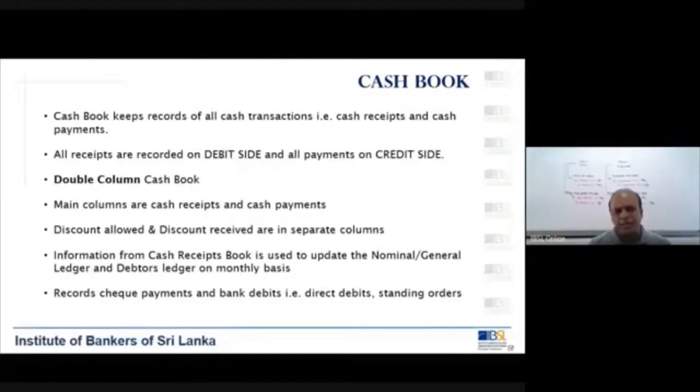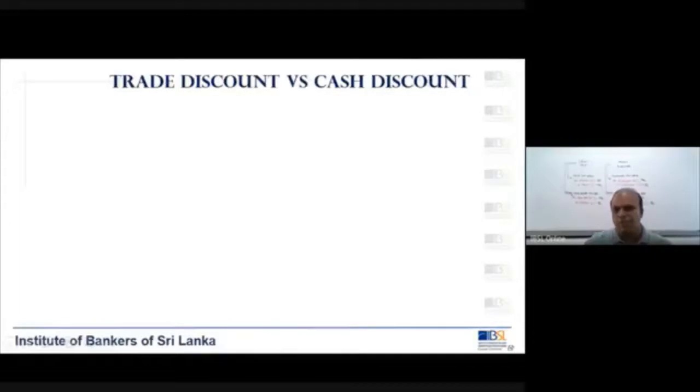All receipts are recorded on the debit side, or the left-hand side. All payments are recorded on the credit side, which is on the right side. The main columns are cash receipts and cash payments, as we told you, and there are two more important columns, which are called discount allowed and discount received. So what are discount allowed and discount received? That is what we are going to look at next.